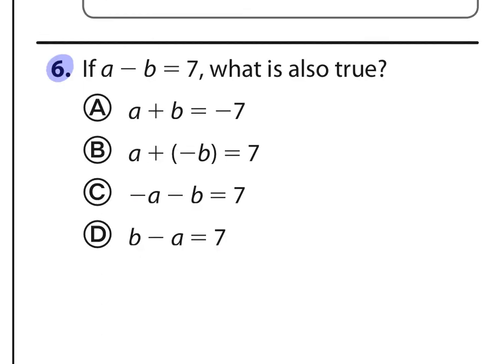Number 6, if a minus b equals 7, what is also true? Well, glancing through my answer choices, they're just rewriting the a minus b, and it should still equal 7. So notice that this minus b is subtracting a positive b. I can actually do the add the opposite, and that would be answer choice B. That's just following my rules of adding the opposite.